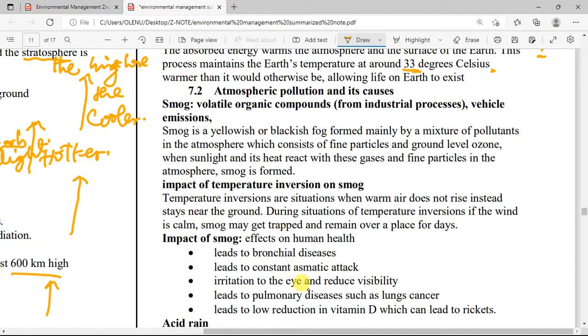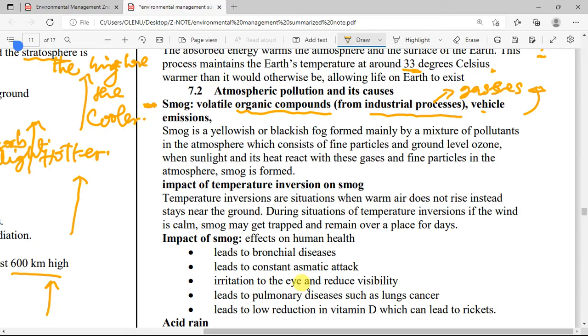So in this case, in atmospheric pollution and its causes, one major one your syllabus needed to look at is smog. So looking at smog, you find out that smog is formed from volatile organic compounds, and these are from either industrial processes or vehicle emissions. Now, vehicles normally release gases into the atmosphere, which trap long wave radiation from the earth to warm the earth surface. So how smog is formed is very important, you know this.